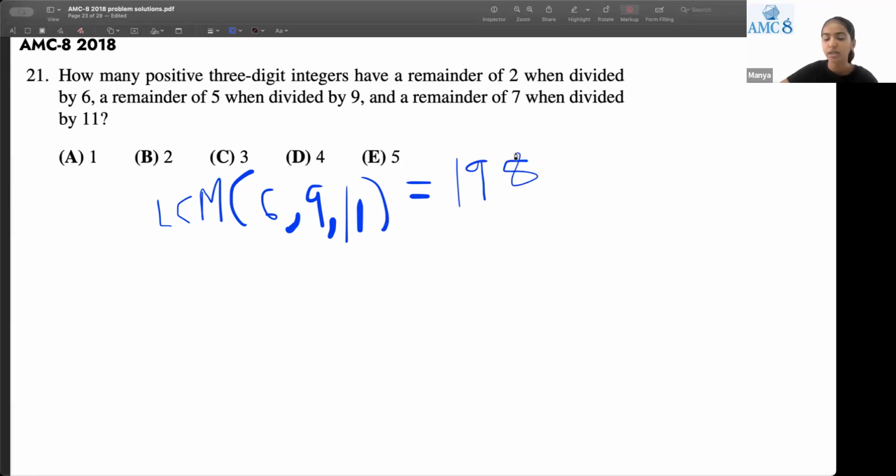And 18 times 11 is going to be equal to 198. So that gives us the least common multiple of 6, 9, and 11 is going to be equal to 198.